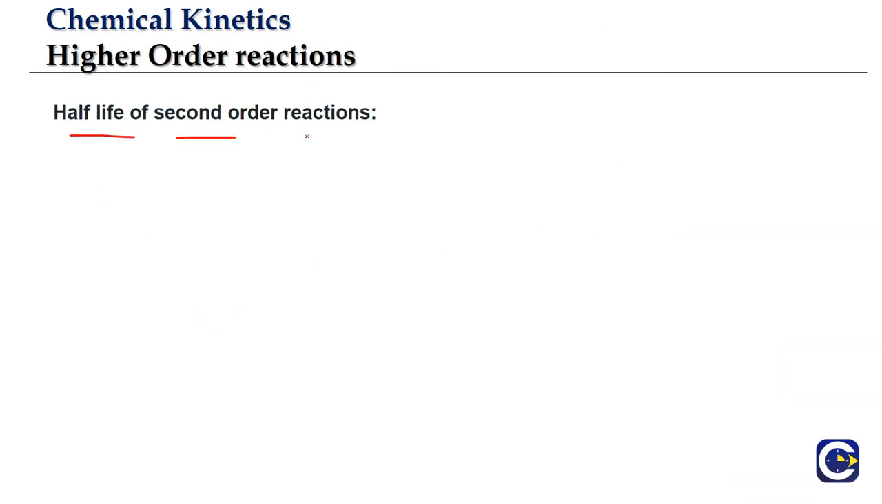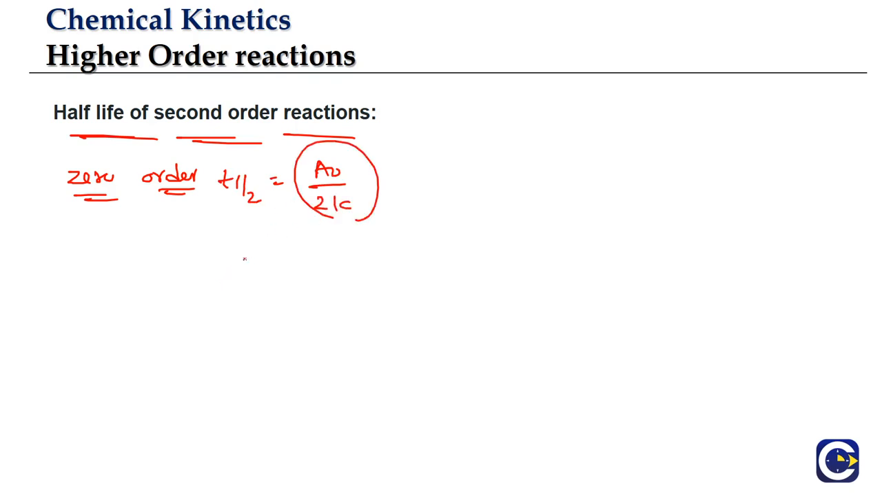Then the other important factor that we have discussed both for zero order as well as the first order reactions is the half-life. So what is the half-life of a second order reaction? Half-life of zero order reaction, we saw, will be A naught by 2K. That was the half-life value for the zero order reaction. And half-life for the first order reaction, we are just trying to recall the values of the formulae, is 0.693 by K.